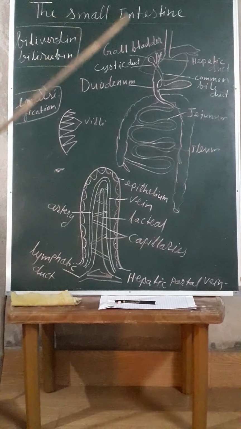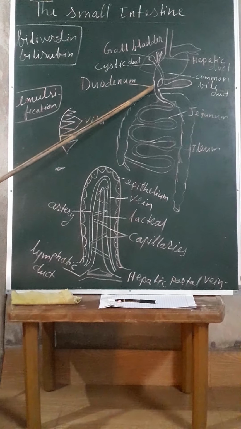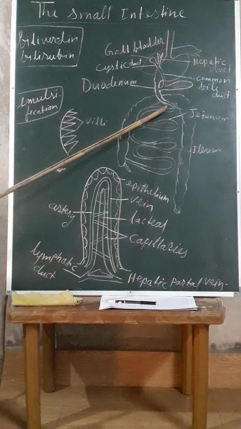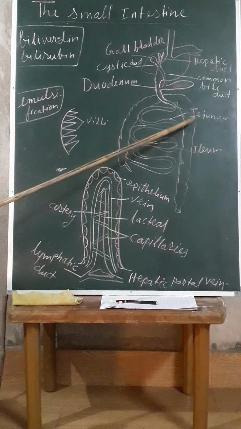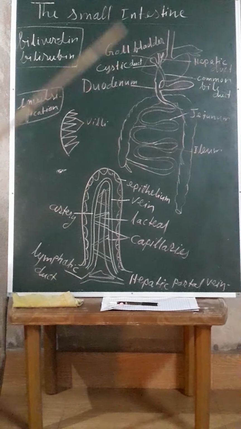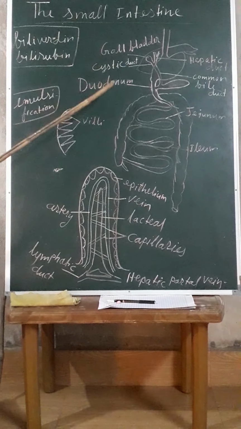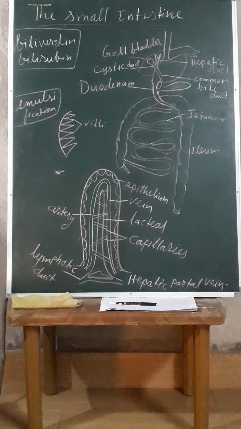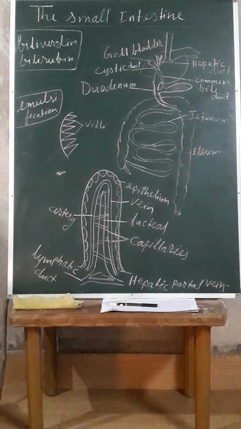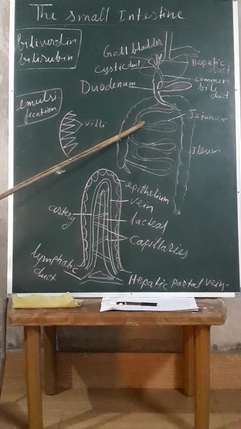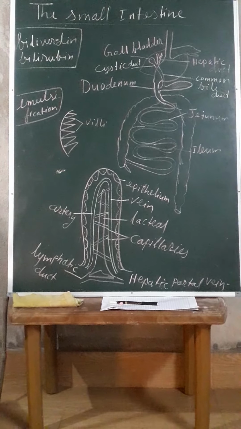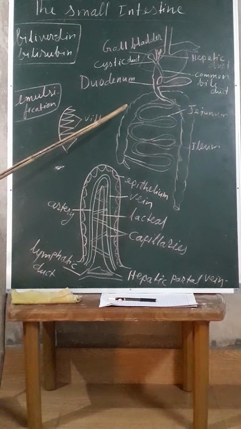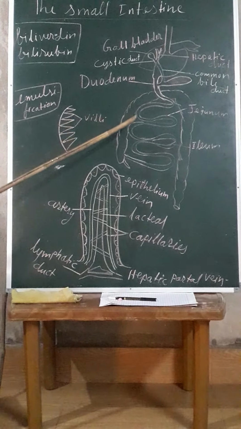And it has three parts: the duodenum, this curved part, the duodenum. Next to the duodenum is the jejunum, and the third is the ileum. Duodenum means 12 finger widths in length, and the jejunum remains always empty, as has been seen in dissections or postmortems.